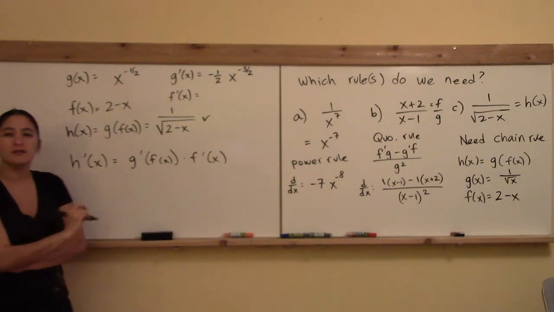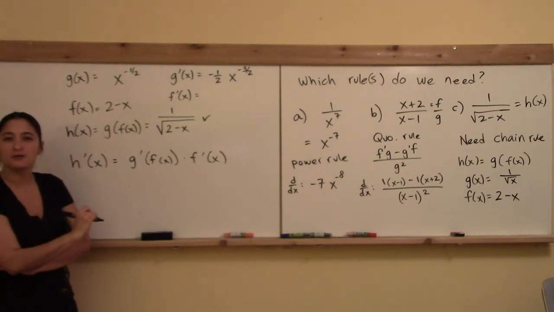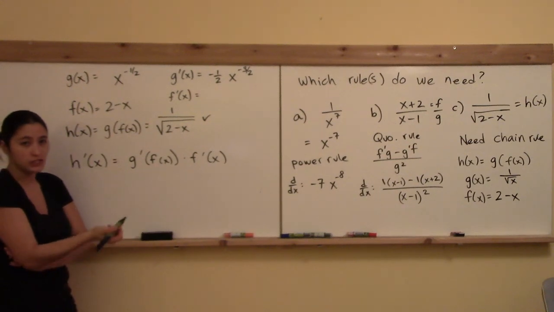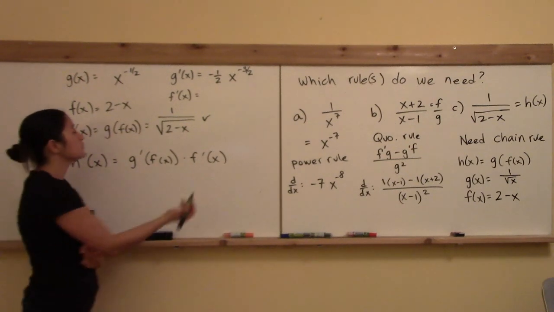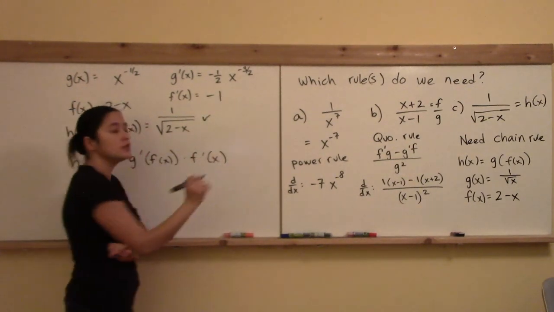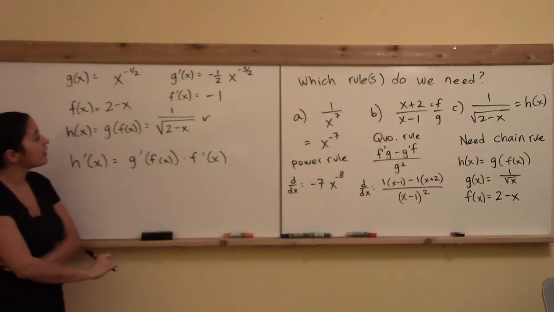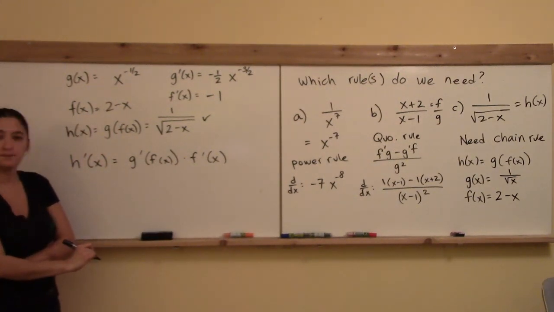And what's the derivative of f of x here? This is another linear function. And in that case, the rate of change on a linear function is just its slope. And the slope of this line is minus 1. Using the power rule, you can confirm that f prime is minus 1.